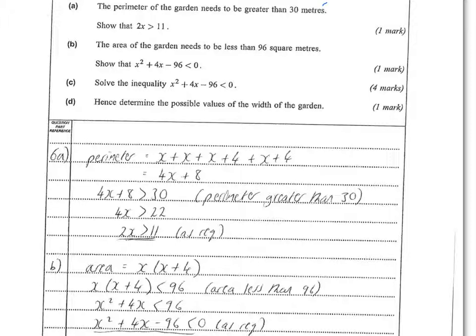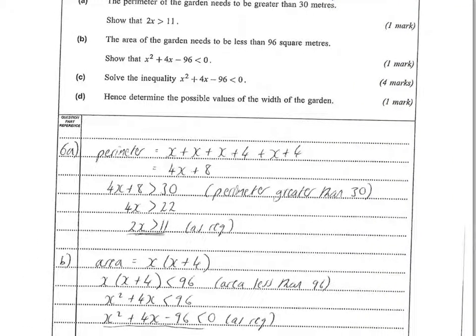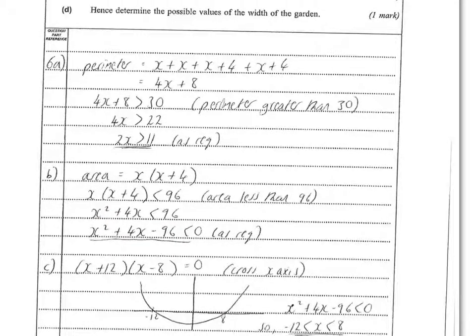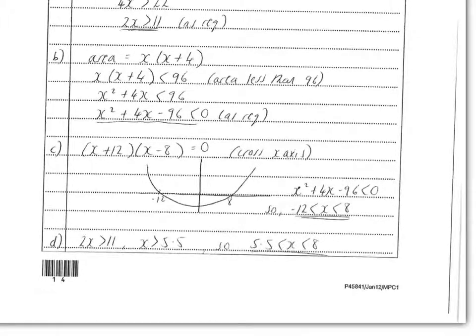The area needs to be less than 96, so here again they've started with the area question. Area of a rectangle, length times width, that's going to be less than 96. Multiply out, simplify, and you get the required line. Part C is about solving the quadratic inequality. So as you can see in the last part here in part C, factorize, sketch, information on the sketch before you write down your final answer.